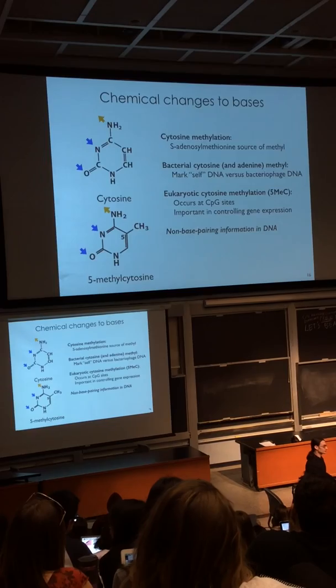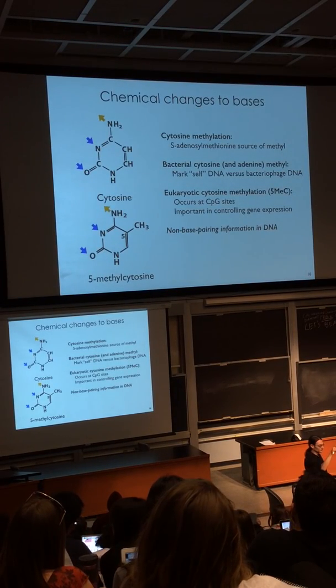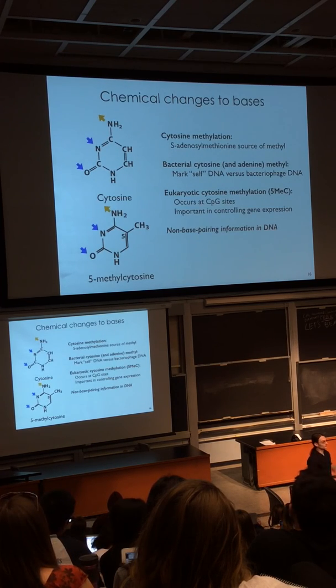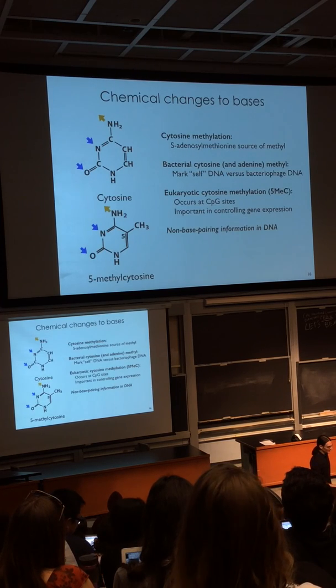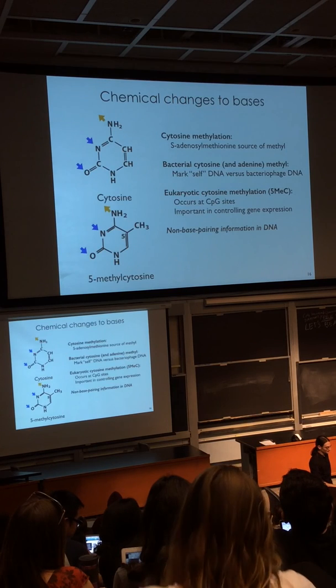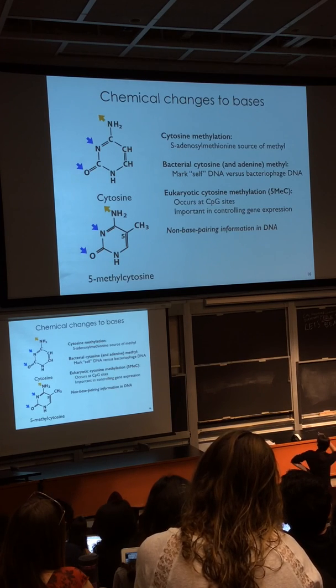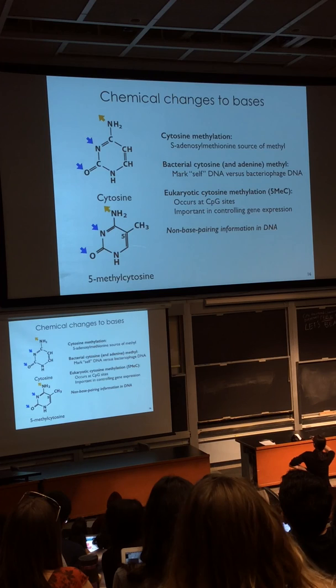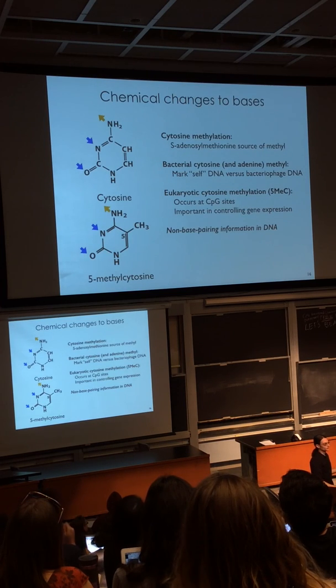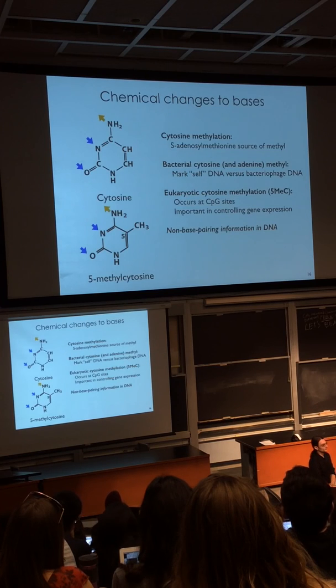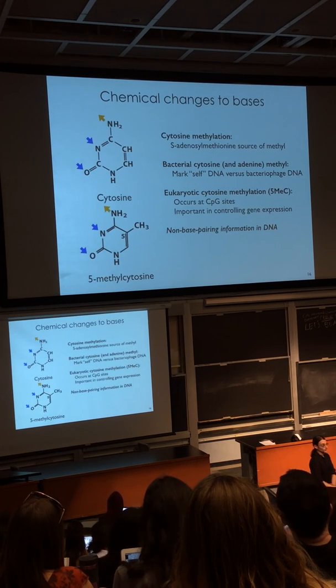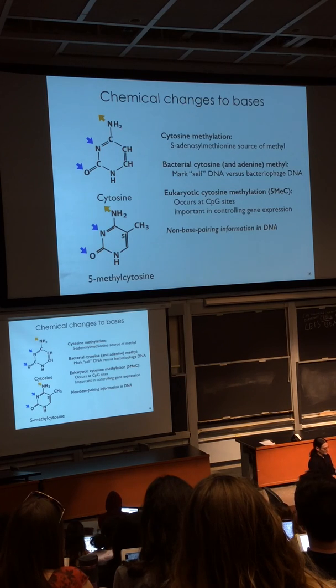In humans, cytosine methylation occurs mostly at the CpG sites, so it's just a C immediately next to a G. If you think about it, it means on the complementary strand there will be a C and a G as well, and those cytosines tend to be methylated, and their methylation is very important in controlling gene expression. And I think one interesting point about this is that the presence of that methyl on a cytosine, so 5-methylcytosine, is non-base pairing information that's contained in the physical structure of DNA itself that both bacteria and eukaryotes use. So it's something that actually can't be read out by base pairing.